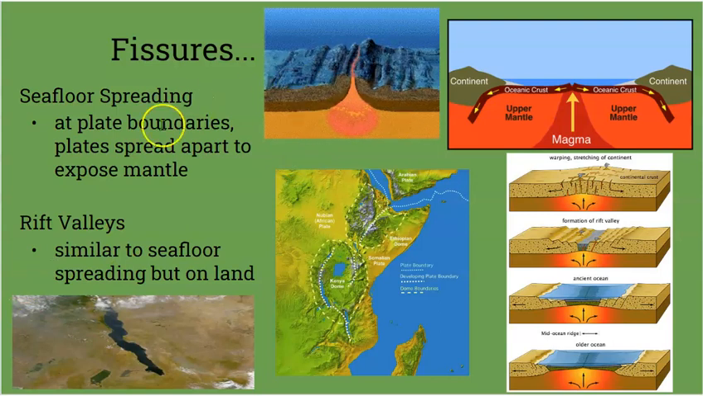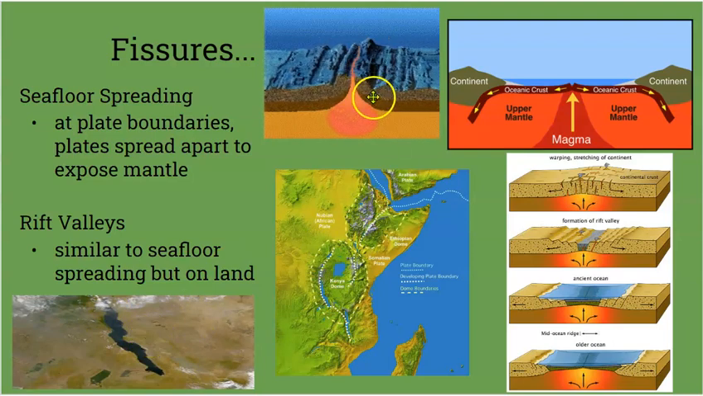Those plates are pulling apart and exposing part of the mantle, and that mantle is seeping upward, and as it seeps upward, it's erupting, right? Sometimes it'll form big mountains like mid-ocean ridges. Sometimes it will form rift valleys that are on the land. This is when it doesn't happen in the ocean, it happens on top of the land or on the continental crust. And we can see these areas that are volcanic.